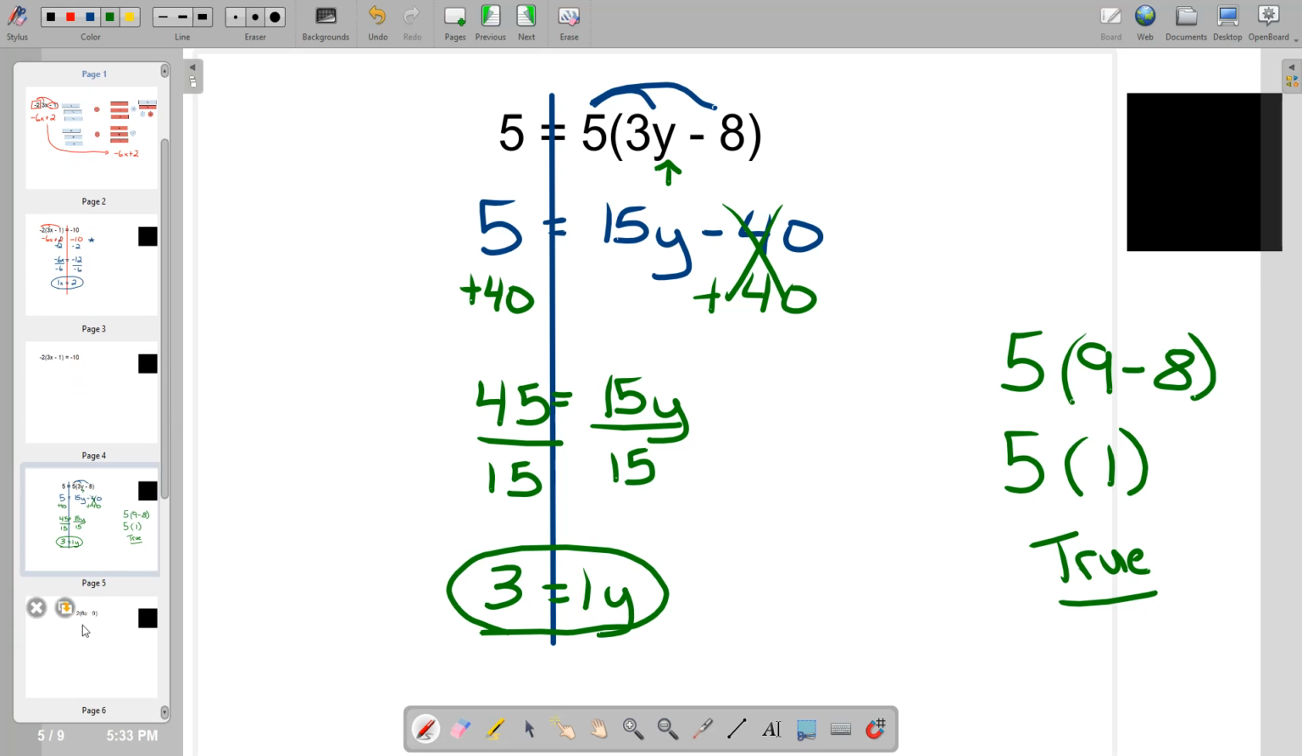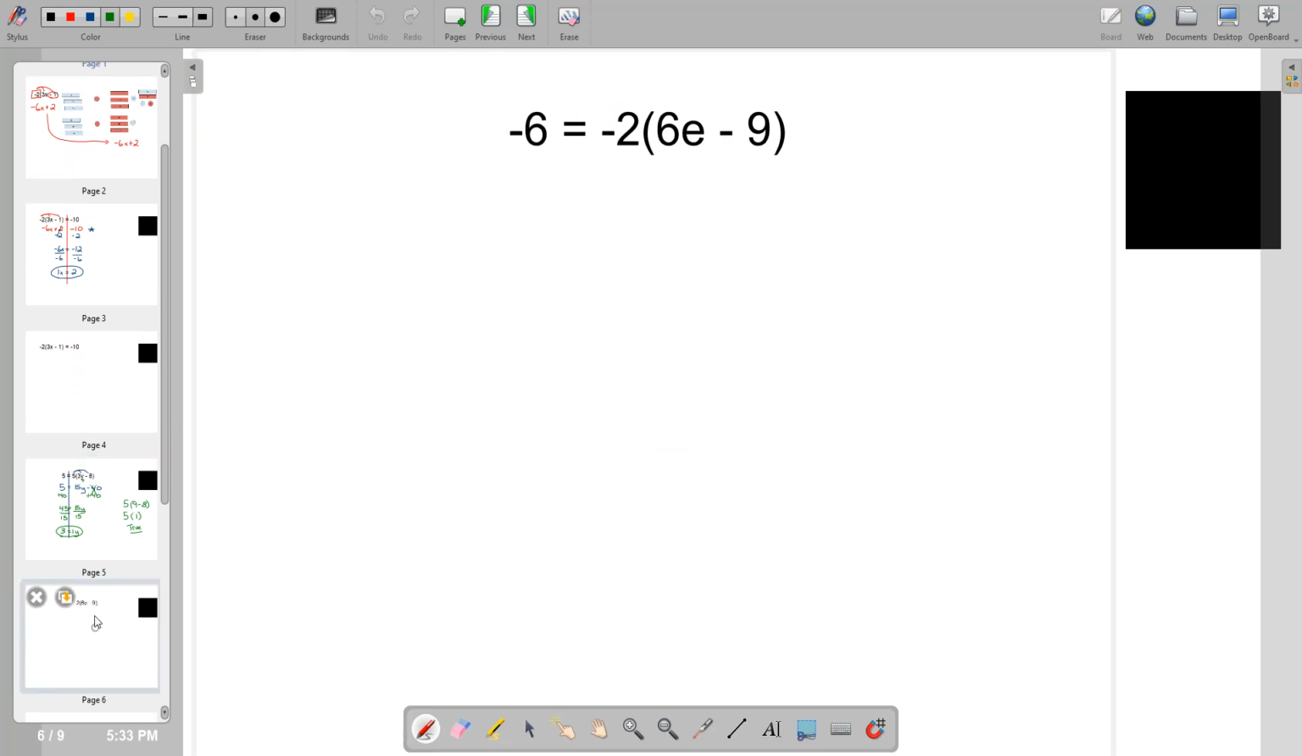Let's try one more problem and see how comfortable you're feeling with this skill. So on this one, I wanted to add a bunch of negatives in just to show you that even with the negatives, the process is not any different than what we've been doing before. This case, we're going to be distributing a negative 2 into every term. So be careful with your negatives here. The most common mistake is missing one of those.